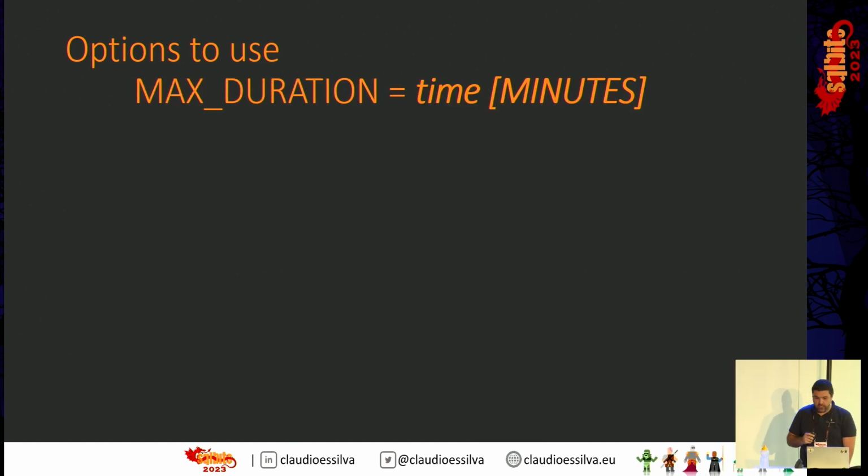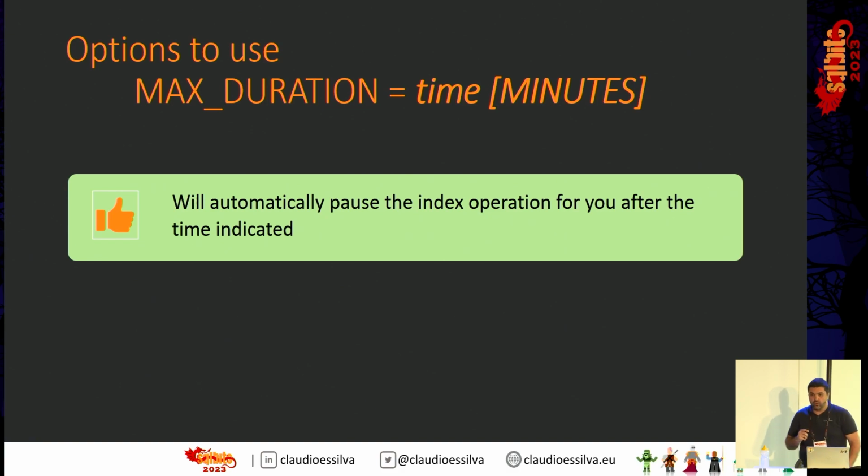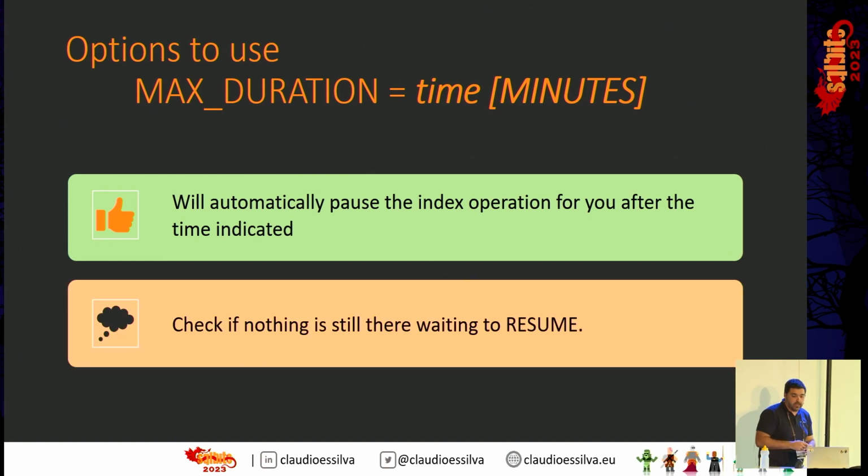Next one, max duration, also 2019, and it is to be used with resumable on. So you can say how much time you are willing to wait for your operation to finish. And if that operation cannot finish within the time that you set here, it will automatically pause, okay? So what you need to keep in mind is to go back and double check if it really finished, or if it is still paused and I need to resume it, okay?